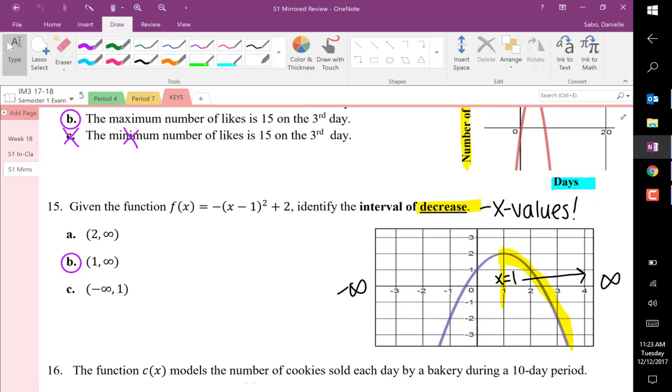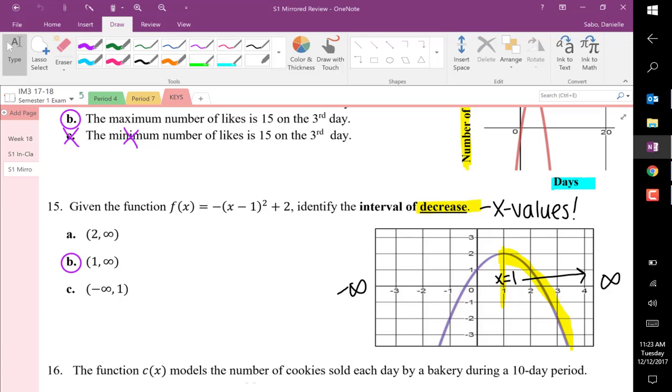Now, this is the one where a lot of people get wrong. Interval of decrease. Intervals mean your x values only. This is probably one of the most common errors that we have on the exam. X value. So right away, I know it's going to be 1. So I could have crossed off A right away, because I'm not looking at Y, I'm looking at X. Then I go left to right.